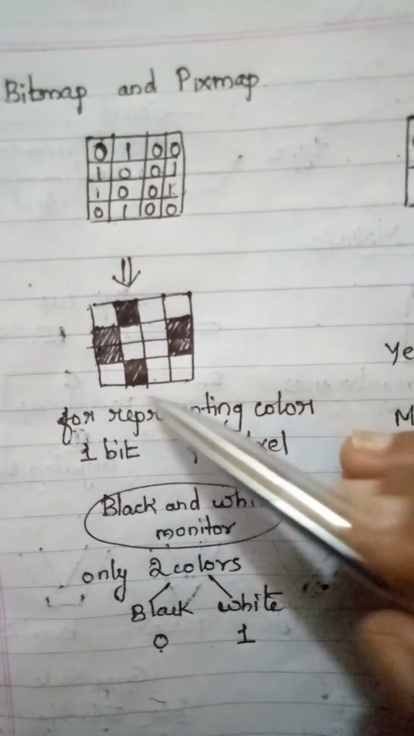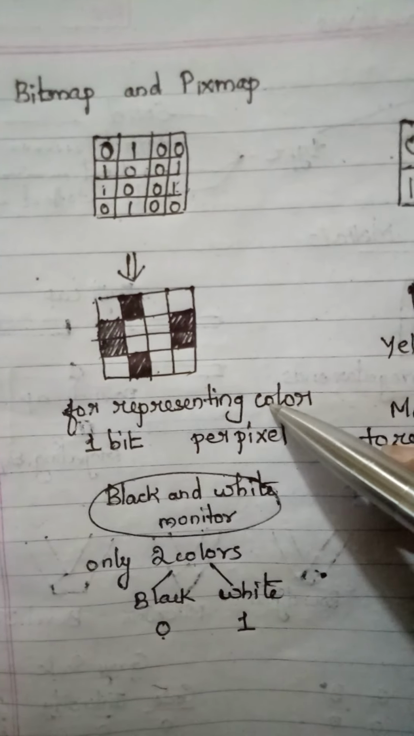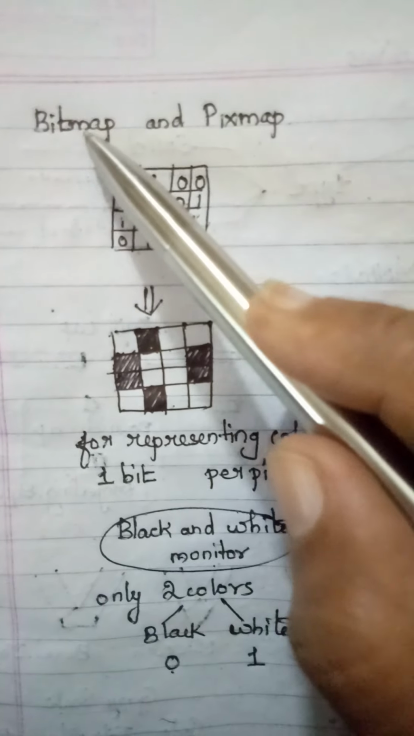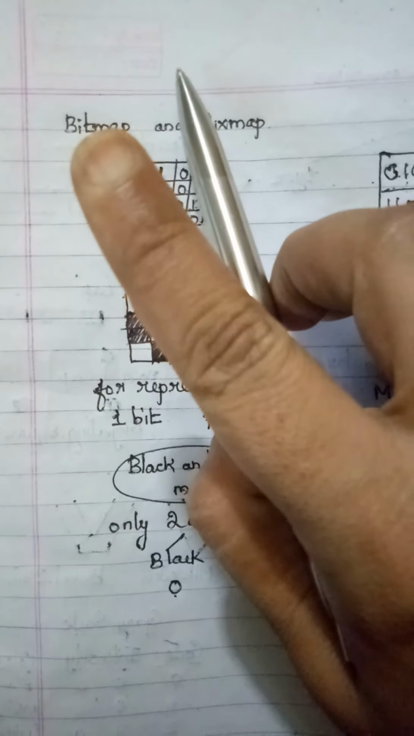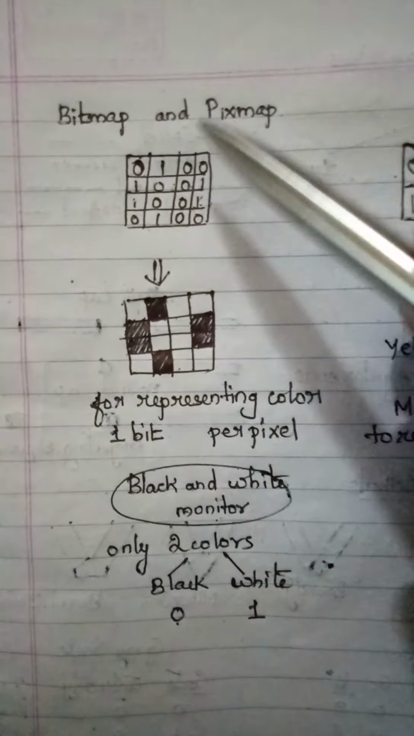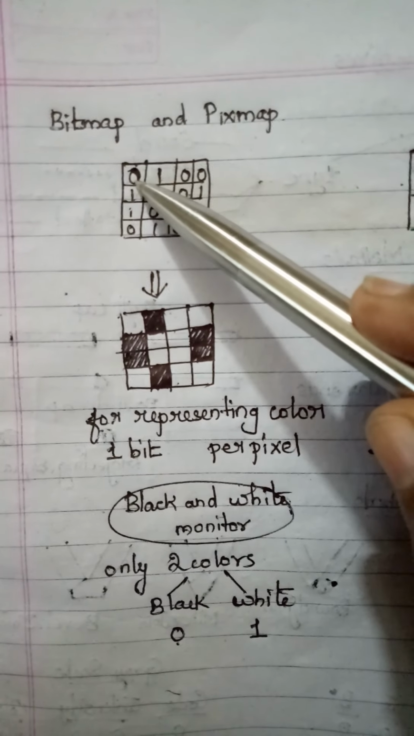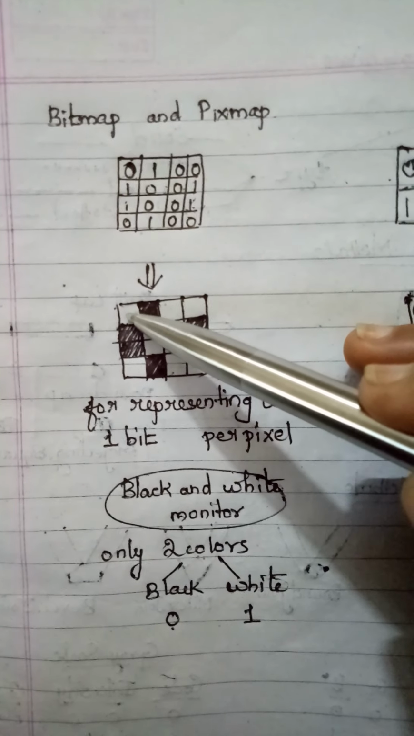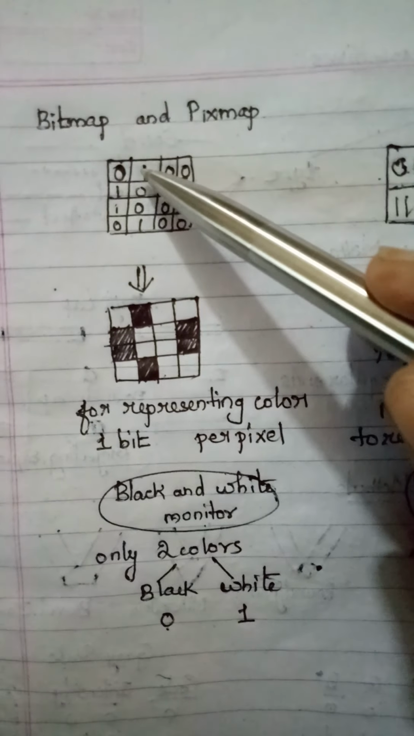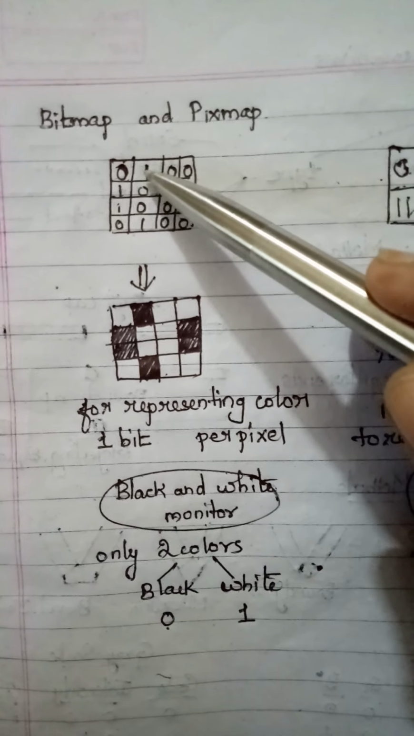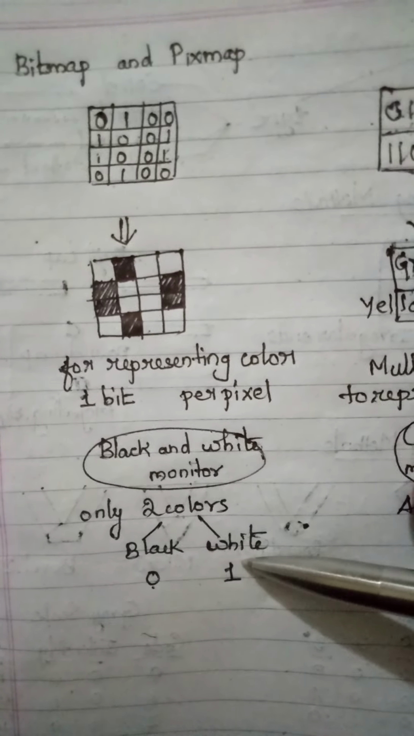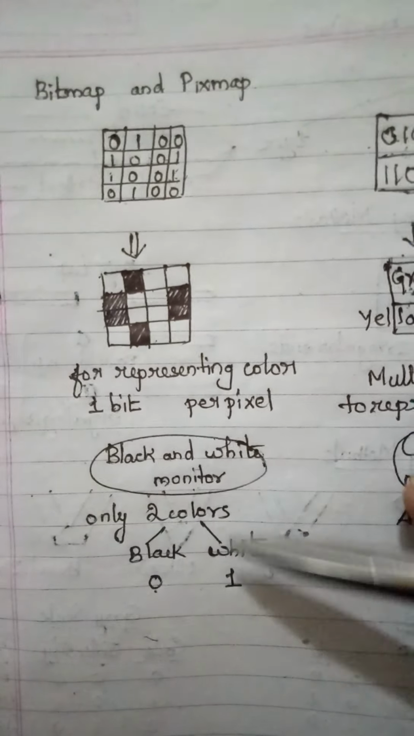That means for representing the color in a pixel, if I am using just a single bit, it is called a bitmap. One bit is used to represent the color of the pixel. It is called a bitmap. If a 0 is represented, the pixel will not be plotted and black color remains at that pixel. If you find a 1 in the frame buffer, it indicates pixel is to be plotted and a white color will be plotted in the pixel. So this is how bitmap works.